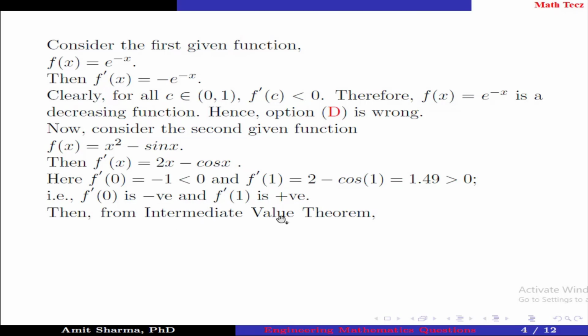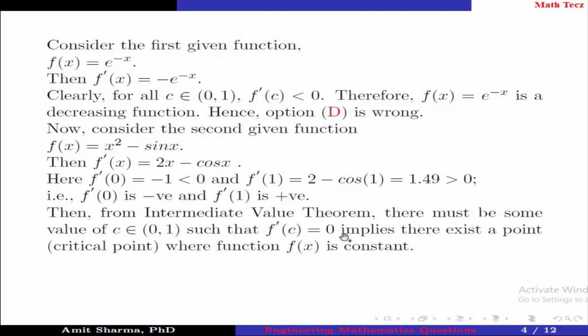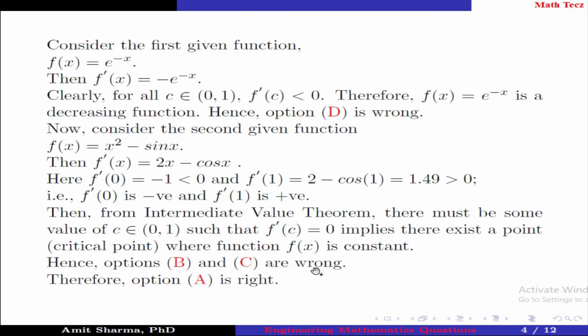Then from intermediate value theorem, there must be some value of c belongs to open interval 0, 1 such that f dash c is 0. Implies there exists a point, called critical point, where function f of x is constant. Hence, option B and C are wrong. Therefore, option A is right.